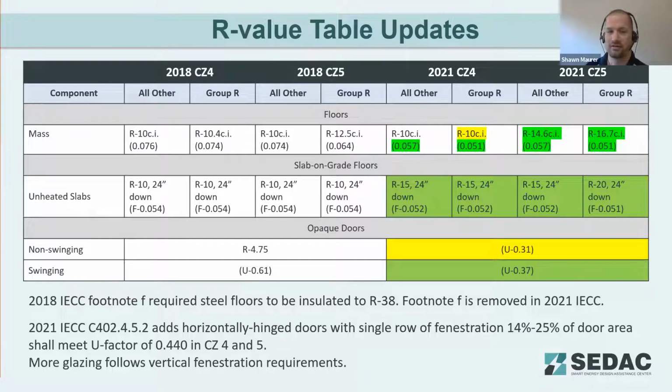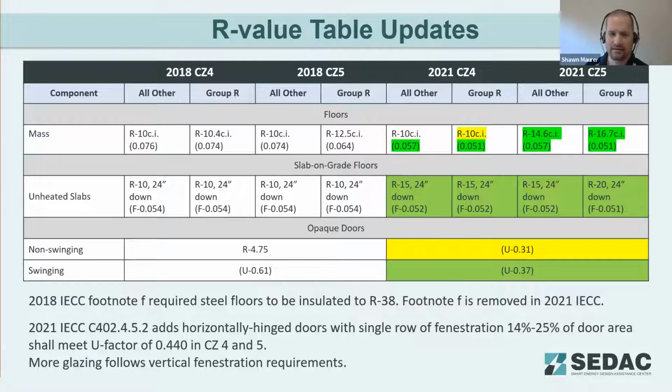And so again here, for just the rest of that table, covering the rest of the changes, there was an update to some of the footnotes. Again, since insulation has increased for floors and attic spaces, there is a note there that steel floors need to be insulated to R38, if you're not doing a mass floor or wood framed floor. That was removed in the 2021 IECC.